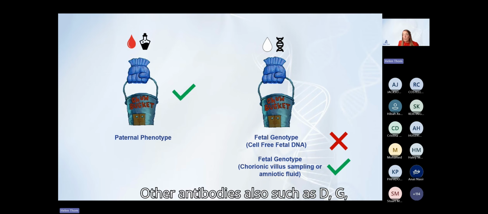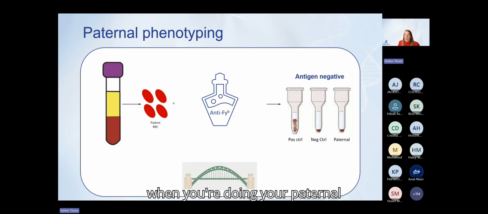Other antibodies though, such as D, G, big C, K, you can use cell-free fetal DNA for that. But really good answers, thank you. So when you're doing your paternal phenotyping, hopefully you'd be able to get a paternal sample if you weren't going down the genotyping option. So we want to test the paternal Duffy B phenotype. Is the partner Duffy B negative or Duffy B positive?